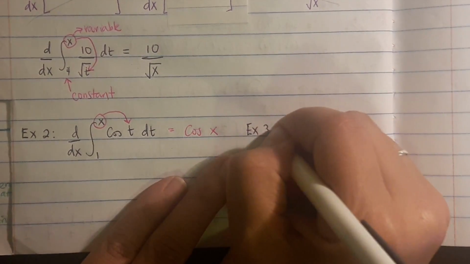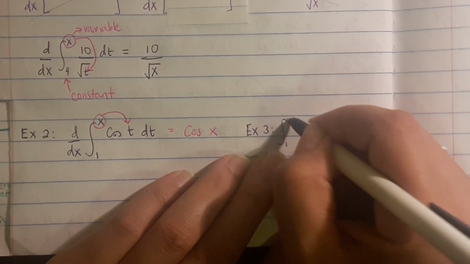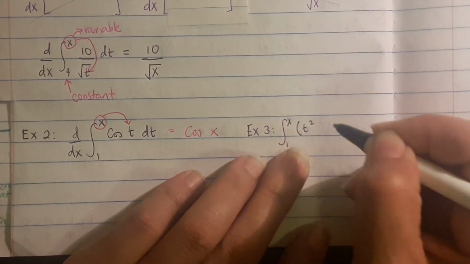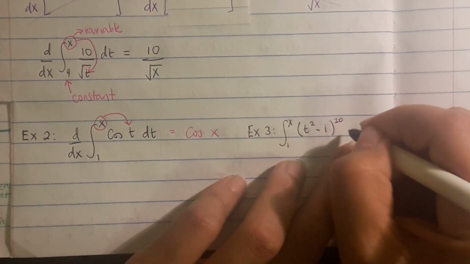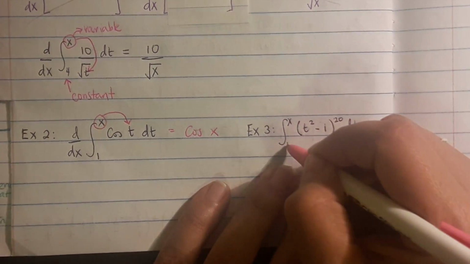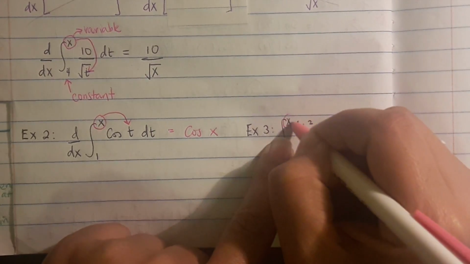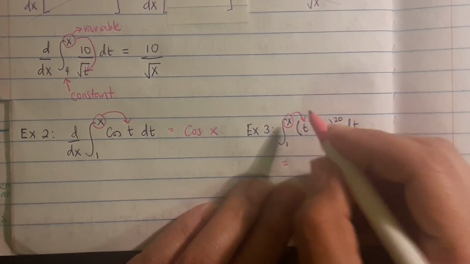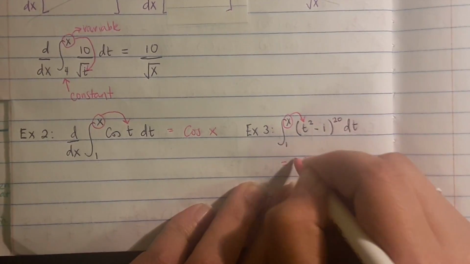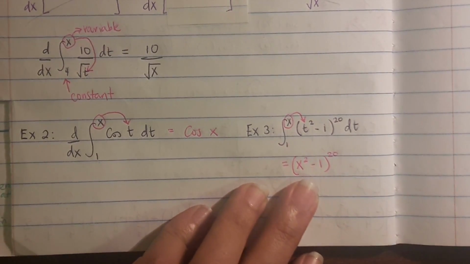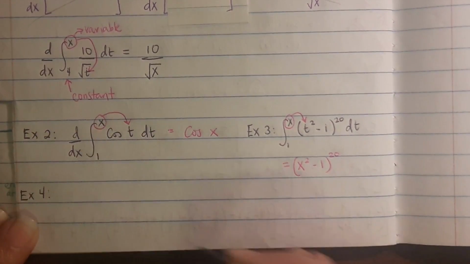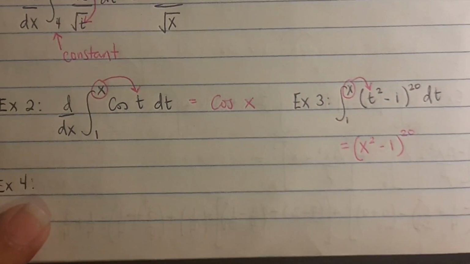Let's take a look at another example. Color in example 3. Once again, it goes from a constant to a variable. So all you do is take the variable and plug it into the function where you see the variable in that function and write it down. So that's x squared minus 1, to the power of 20. That's it.